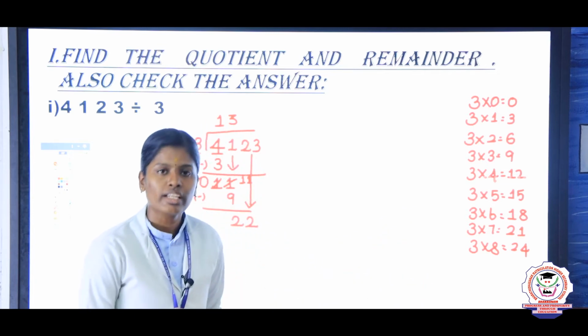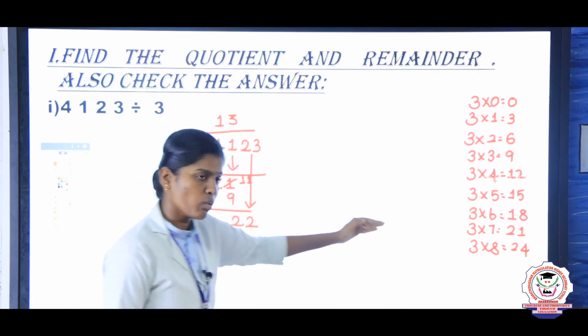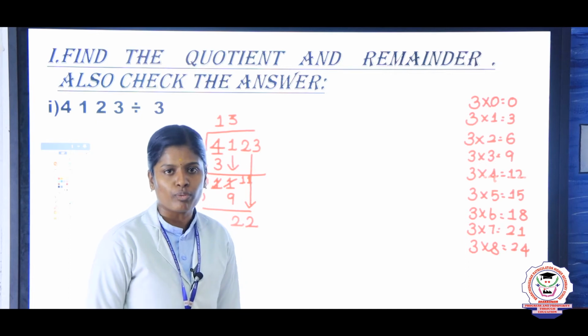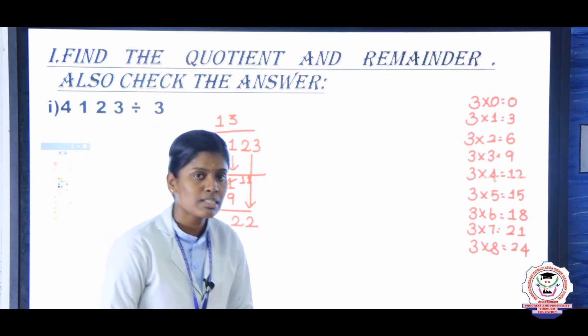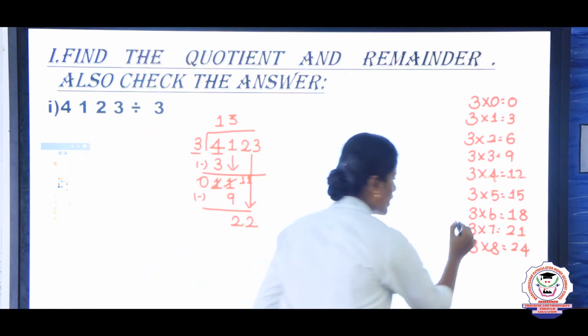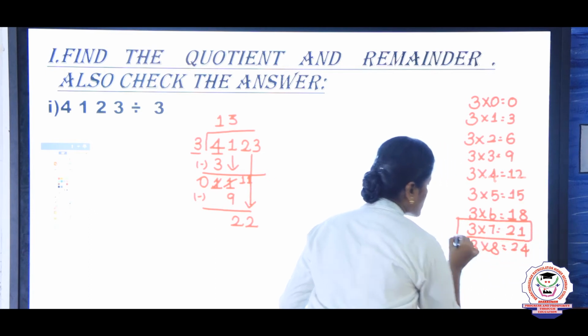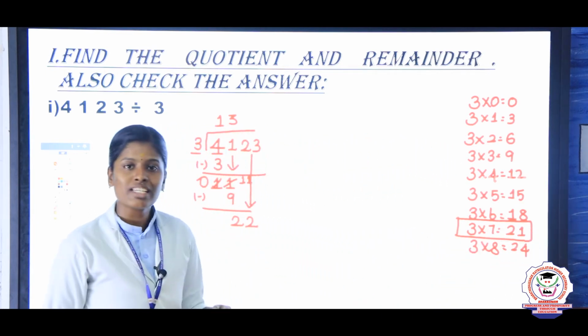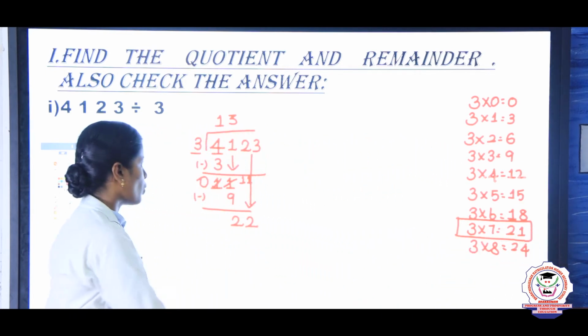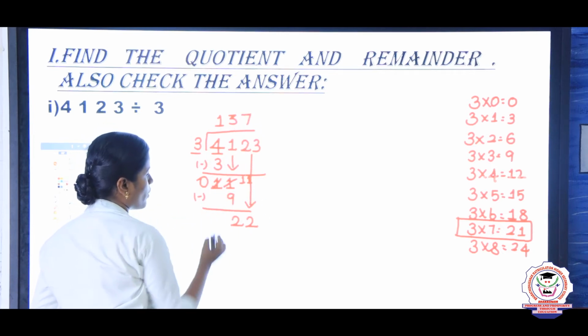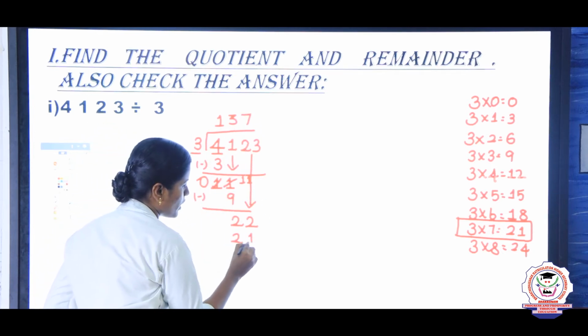So it is not there. 3 table have 21 and then 24. Okay, here we are going to take the smaller number, that is 21. Totally how many times is going? 7 3s are 21. So the quotient value is 7 and write 7 3s are 21.